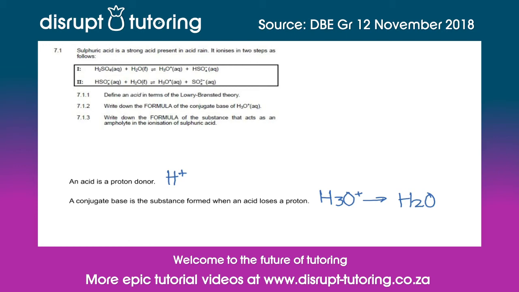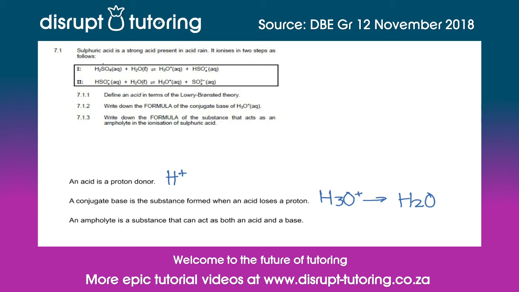The third question asks us to write down the formula of the substance that acts as an ampholyte in the ionization of sulfuric acid. So recall that an ampholyte is a substance that can act as both an acid and a base. So let's take a look at the various substances we have in our equations.